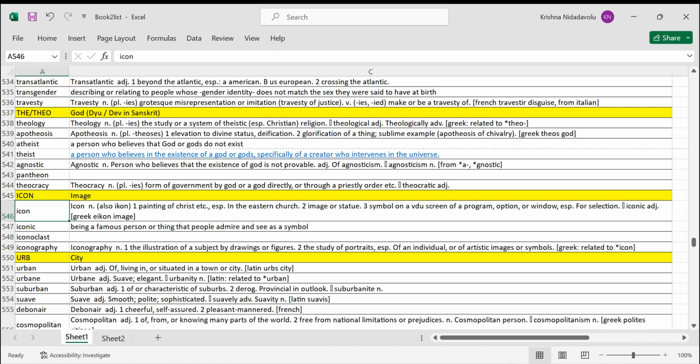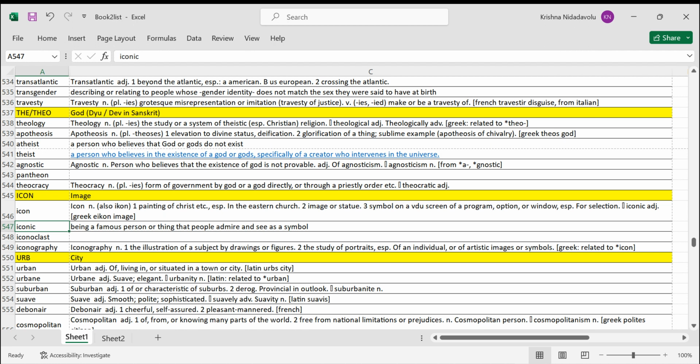Now we use the same word icon, which means image, in computers also, desktop images, right? These are called icons. Icons are symbols. Iconic means again symbolic, relating to a greatly admired and successful person or thing. That is iconic. Iconic event of civil rights, etc. It is resembling an icon.